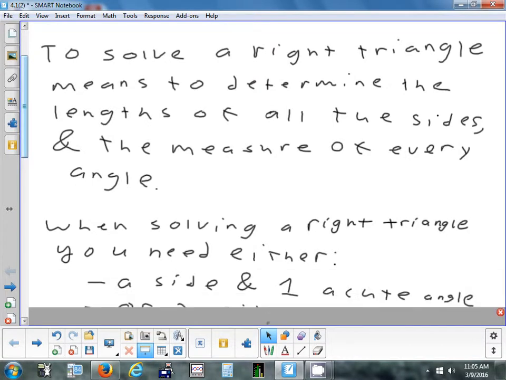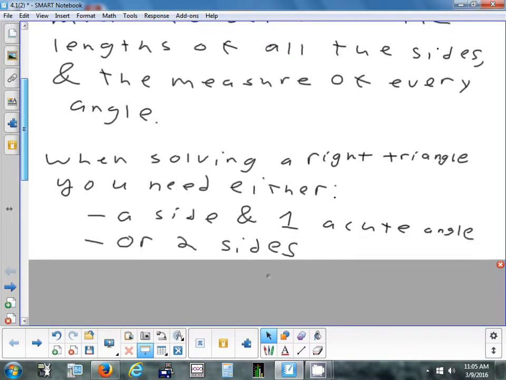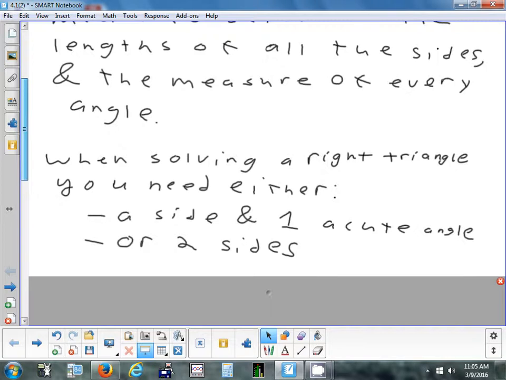All right, so in addition to that 90-degree angle, there's 2 cases I can have you do. I can either give you a side and one of the other angles. Again, that's in addition to the 90. So I'll give you a side and an angle. Or, does anybody know what else I could give you besides a side and an angle? I could give you 2 sides. What I can't do is give you 2 angles.